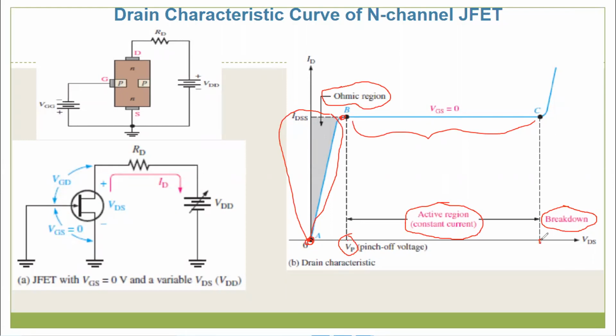After a certain voltage level, if I increase further, what happens? The damage of the device will take place. That barrier will break down. Once the barrier breaks down, immediately there is a rapid rise of drain current. That region of operation, we call it as the breakdown region. So these are the three regions where the JFET is going to operate: ohmic region, active region, and breakdown region.